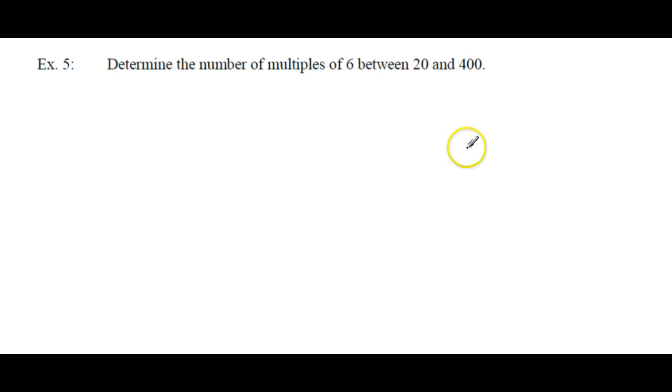Determine the number of multiples of 6 between 20 and 400. From 20 to 400, the first multiple of 6 is going to be 24. A multiple of 6 means basically just adding 6 each time. And the question is, where are we going to end? So 400 divided by 6 is 66.6. So I need 66 times 6, which is 396. So this sequence ends at 396.